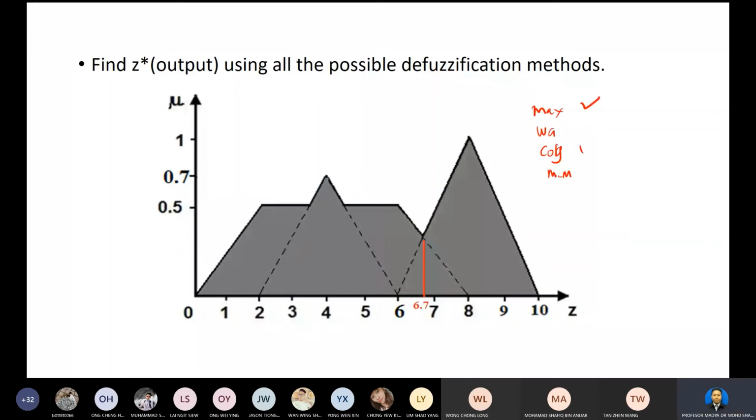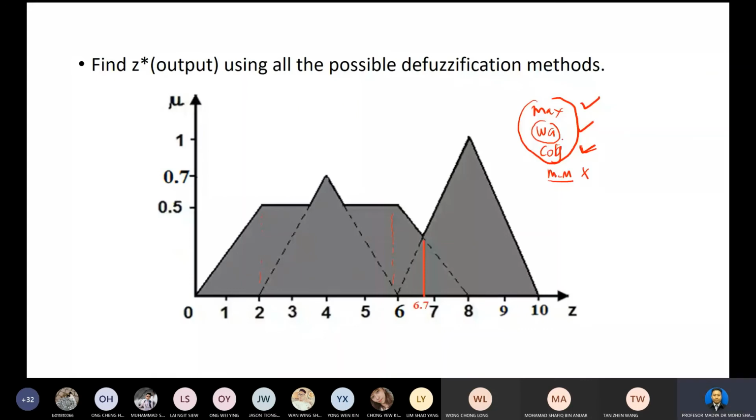This one we can use. Center of gravity, with all the outputs, we can use the center of gravity. This one you cannot use the mean of max. Mean of max we cannot use. And then weighted average, check whether it is symmetrical or not. For example, this is symmetrical, we assume it's symmetrical. So we can use 3 methods. We can use the max, the weighted average, and the center of gravity.